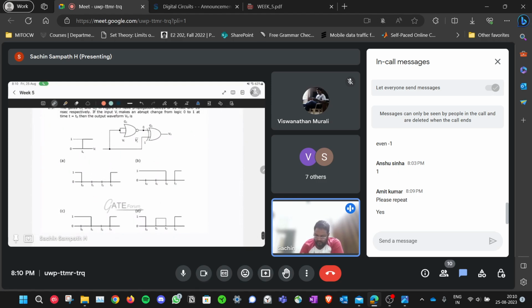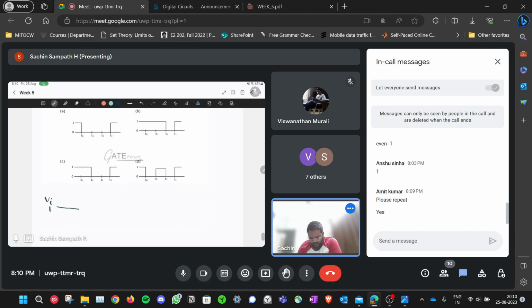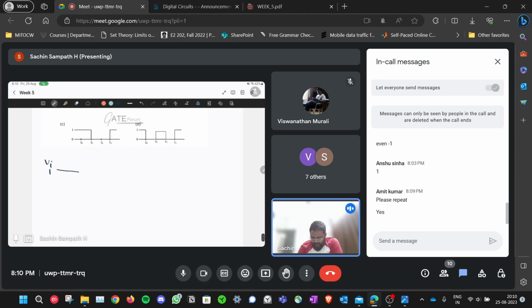So they have given the input. This is Vi. It's initially at 0. If you take this as 1 and this is 0, it's initially 0. And at this time, T0, it becomes 1 and stays 1 for the rest of the time.